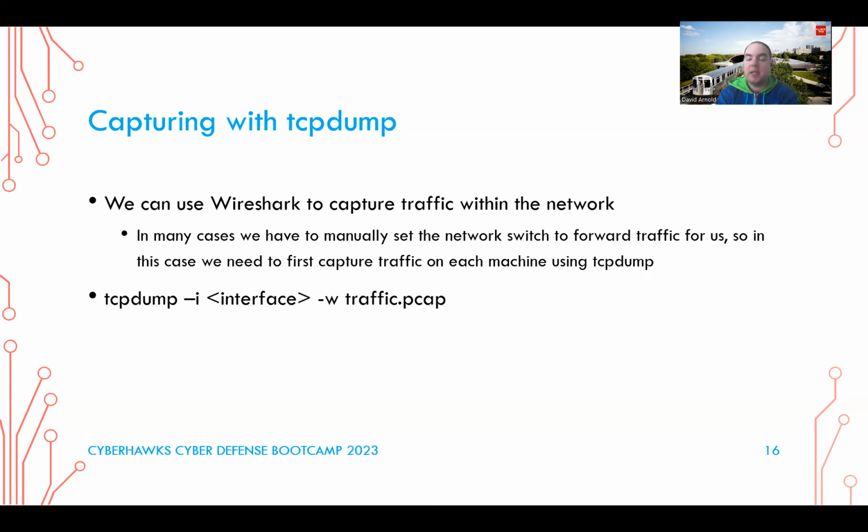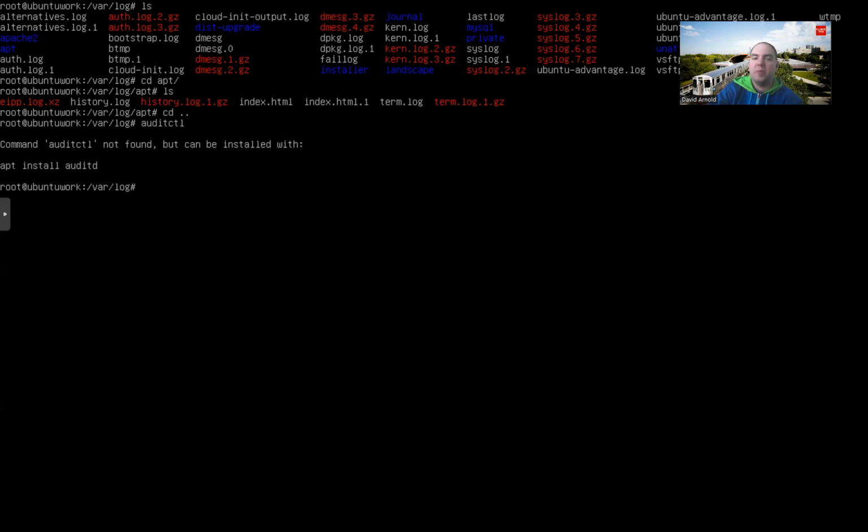So in some cases, you get lucky and you're able to look at it within the network. But in other cases, you actually have to monitor on the machine. So in order to just dump and grab a whole bunch of traffic, you can use tcpdump. So if I go ahead and use tcpdump here, we can do it on either the Ubuntu machine.